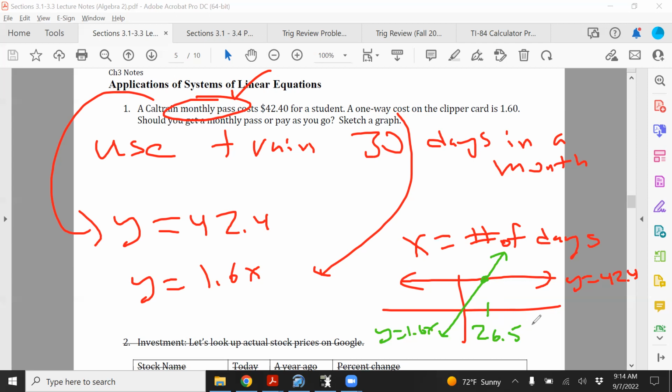But if you do 27 or more times in a month... Oh, wait, is it one way? It's one way cost. It's twice, 2 times a day. It's actually a one way. Actually, ooh, that's right.